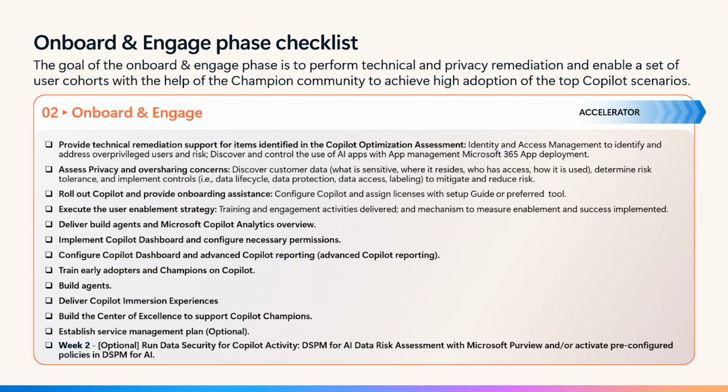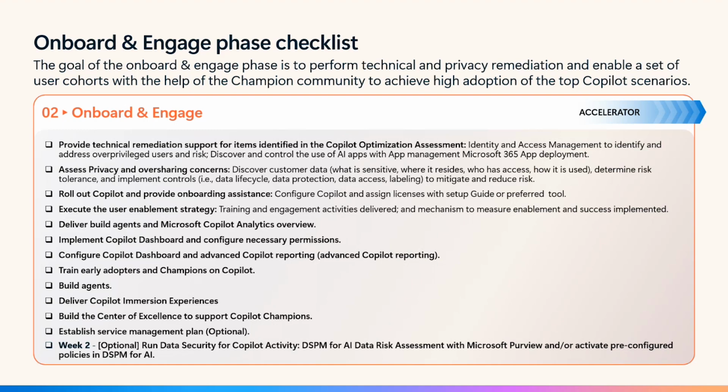Now let's go to the second one, how to onboard and engage. One more time, I have a checklist here. Maybe we talked about some of them, but not all of them. So: provide technical remediation support for items identified in the Copilot organization assessment, assess privacy and oversharing concerns, roll out Copilot and provide onboarding assistance in case we need it.